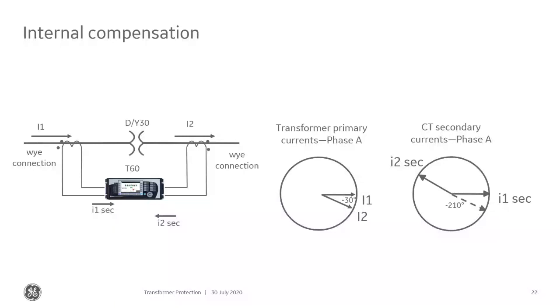On the CT secondary currents, this is going to have the 210-degree phase shift that I mentioned earlier. Now, this is because of the way that we're wiring it. We're seeing current flowing into the zone of protection, coming into the relay, and it's flowing out of the relay as it's flowing out of the zone of protection. So that gives us a 180-degree phase shift plus the 30-degree phase shift of the transformer. So what we expect to see our secondary currents be is at minus 210 degrees.